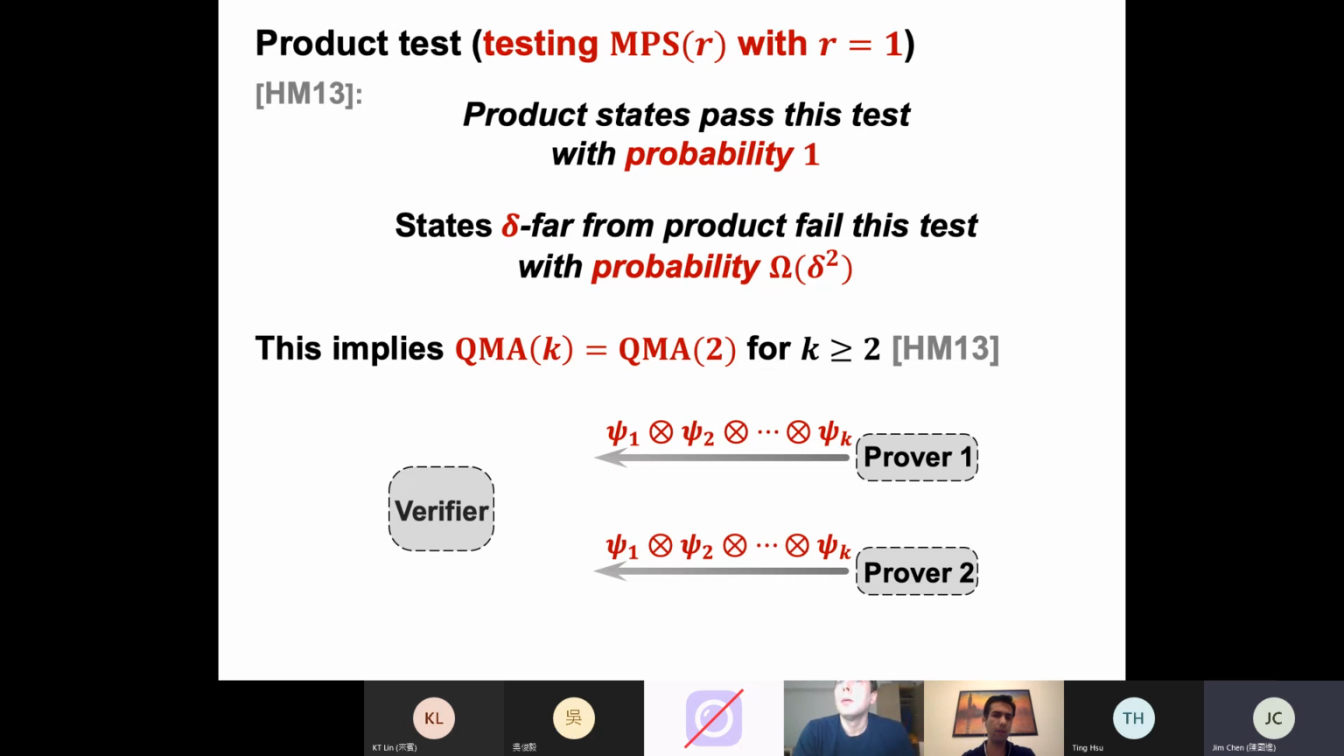And the product test implies that these two classes, QMA(k) and QMA(2), are equivalent.